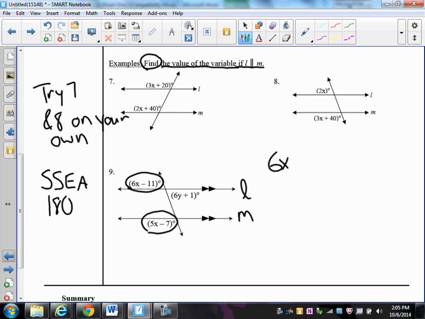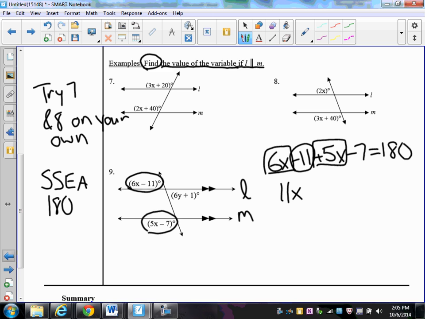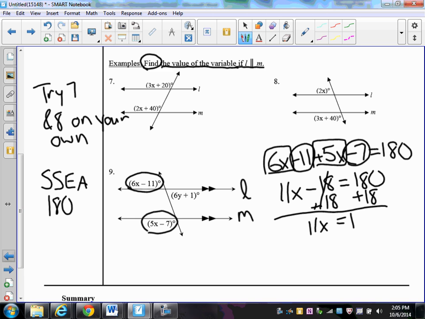So we have 6x minus 11 plus 5x minus 7 equals 180. When I combine like terms, I get 11x minus 11 minus 7, or minus 18, equals 180. When we add 18, we get 11x equals 198. And then we divide by 11. Hopefully this algebra is all a review for you. So we get x is equal to 18.